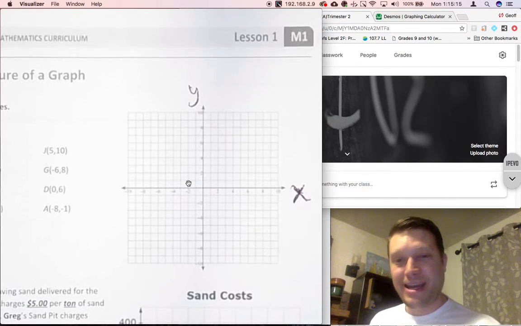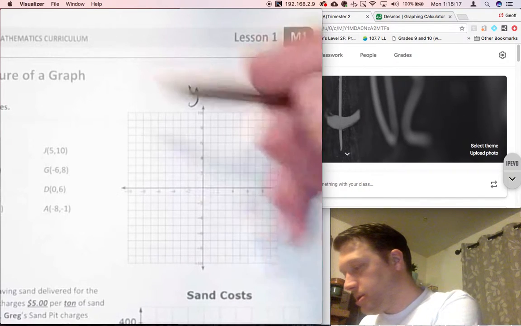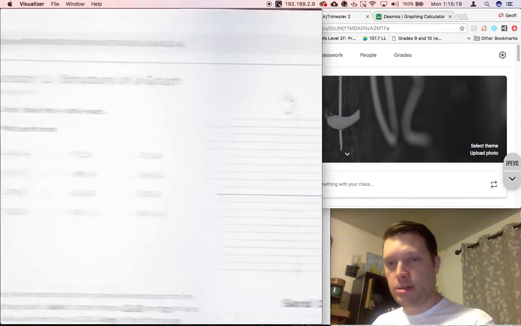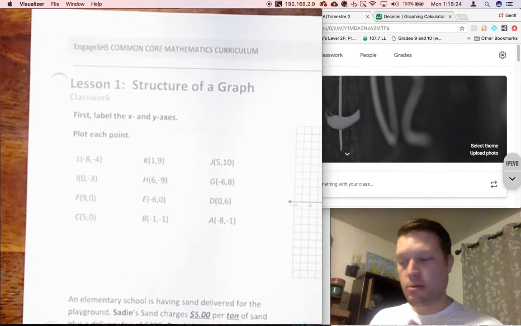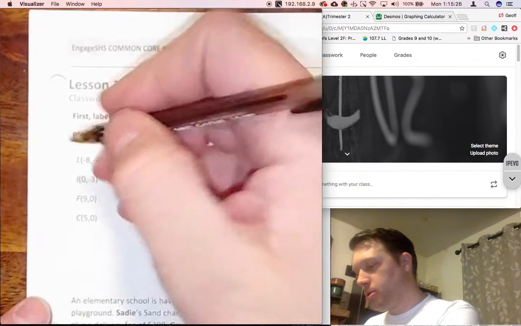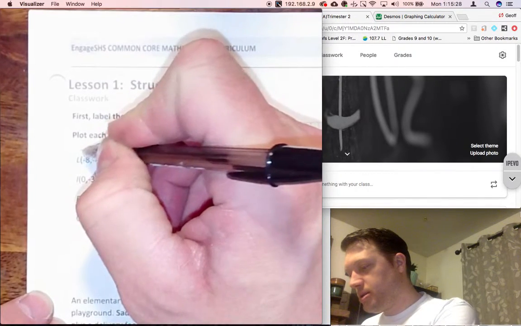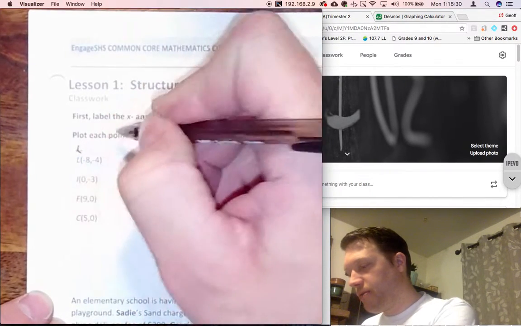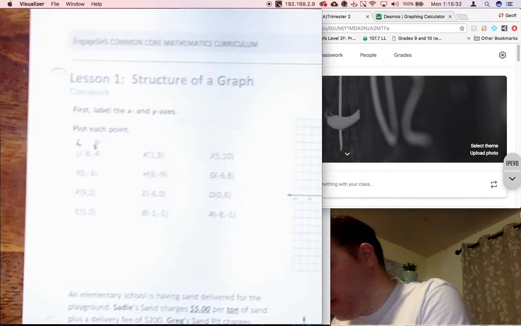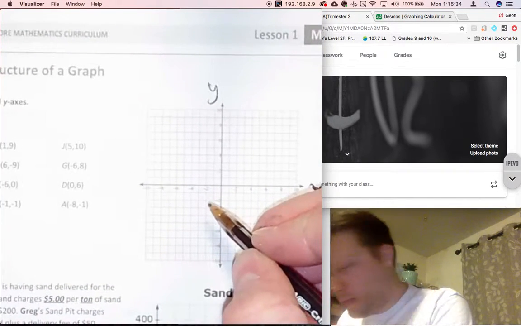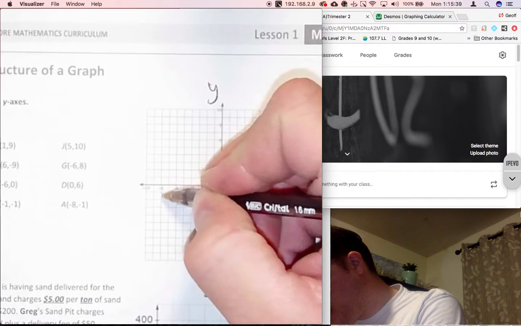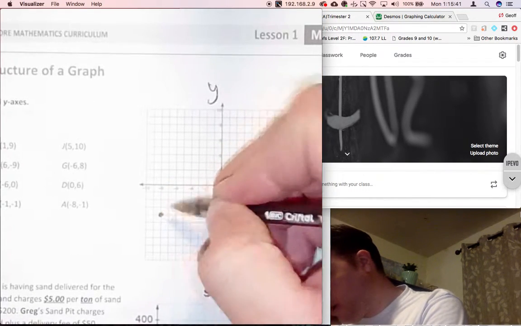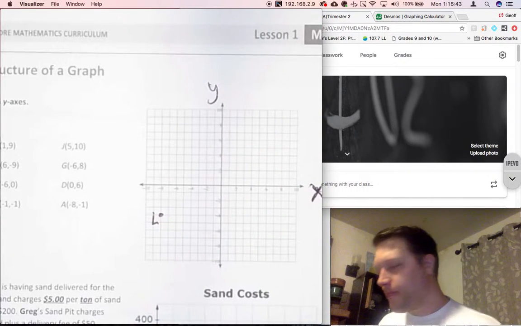So L is at -8, -4. So the first number again is left and right, and the second number is up and down. So -8, left and right, -4, down. Here we go, plot it. 1, 2, 3, 4, 5, 6, 7, 8. 1, 2, 3, 4. Put a little L right there.